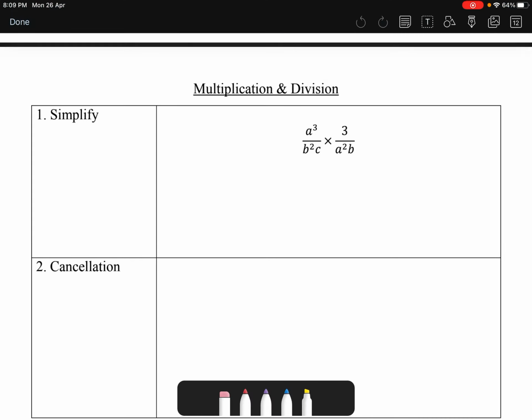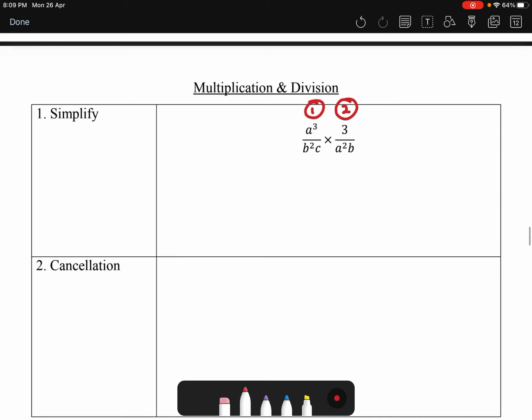Alright, so for multiplication and division, how do we do it? Okay, so we have two fractions. The first term is a fraction, the second term is also a fraction. Remember, when I multiply together, I use the top times the top, bottom times the bottom. First step, I simplify first.